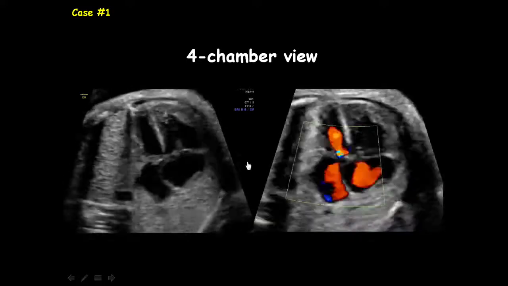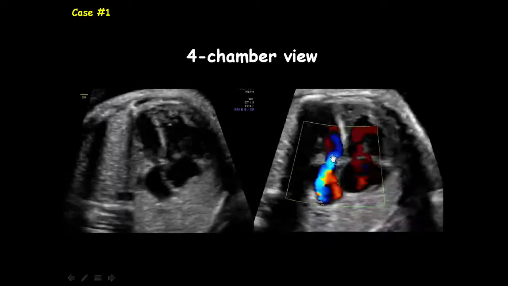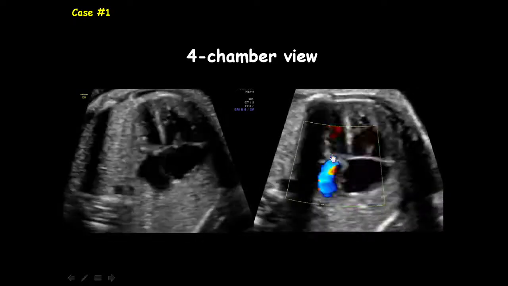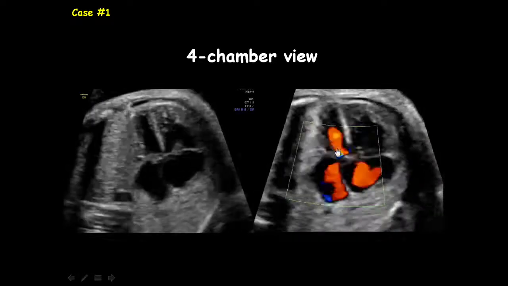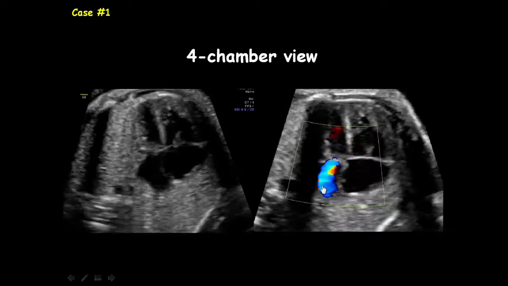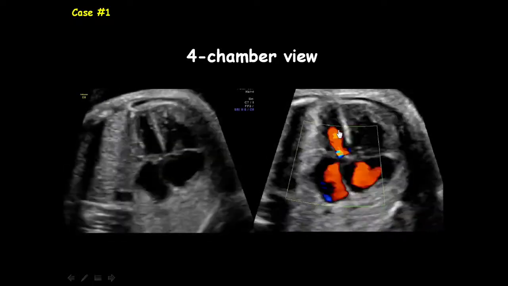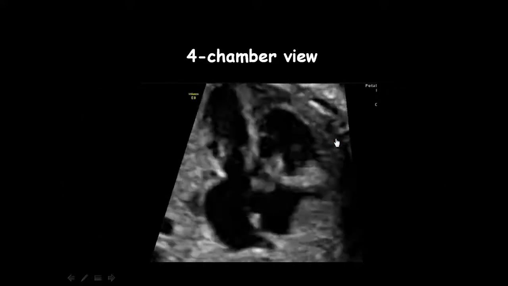Here we have a pretty normal four-chamber view. If we put color on, we can see something unusual. This should make us look at this heart very carefully, because mitral regurgitation or mitral insufficiency is not very often seen in the normal heart. And here we have quite a lot of mitral regurgitation.